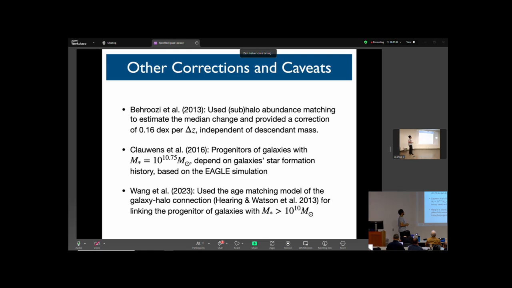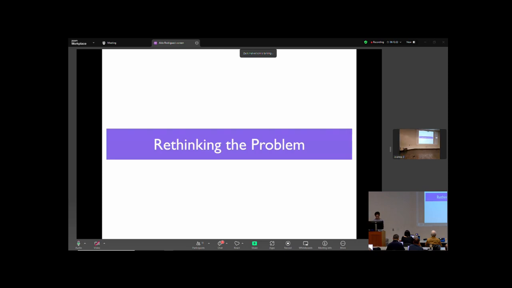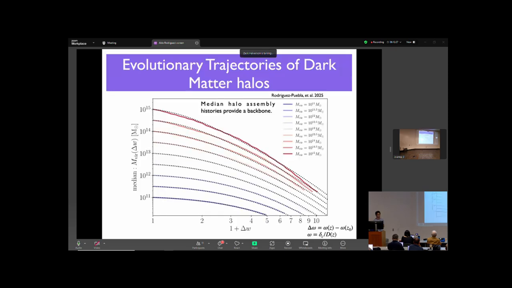So there are other corrections and caveats that people have pointed out. There is this paper by Peter Behroozi, where he provided a very simple recipe for how galaxies should evolve around number densities, but he did it based on his semi-empirical model. Now there are other papers that also use hydro simulations to give recipes to connect galaxies. So let me tell you that we can rethink this problem in a very simple way.